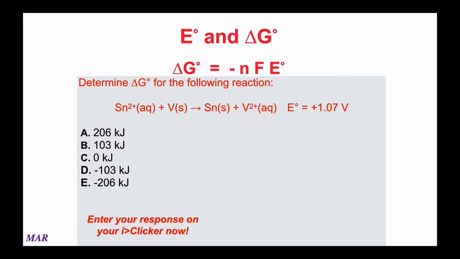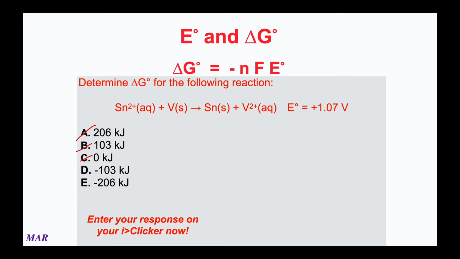Now, delta G equals minus NFE, but notice here that cell potential E is a positive number, and F and N will be positive, times a negative, therefore minus NFE means delta G is going to be a negative number. So the answers here will not be A, B, or C. Those are all positive numbers or 0. It's going to be D or E. Now, cell potential, 1.07 volts, that's E naught.